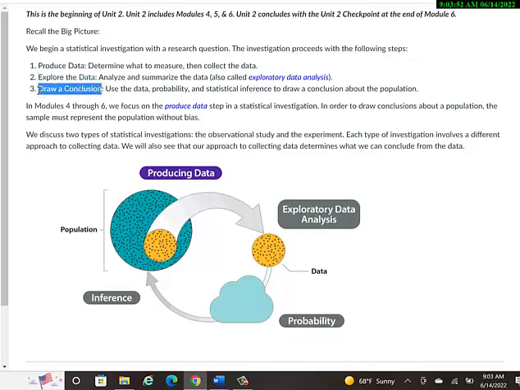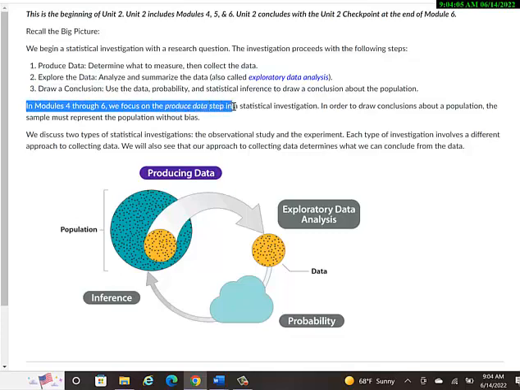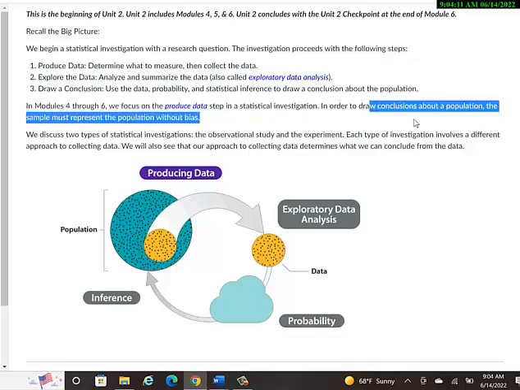So that sample that we took should pretty much represent the overall population we're interested in, at least with some degree of certainty. But in these modules 4 through 6, we'll focus on the first step of that statistical investigation, how to produce data. In order to draw conclusions about a population, the sample must represent the population without bias. So that's what we were talking about in the last video.